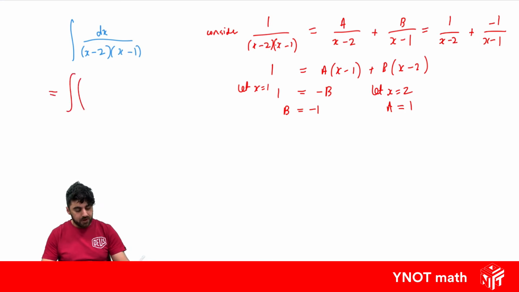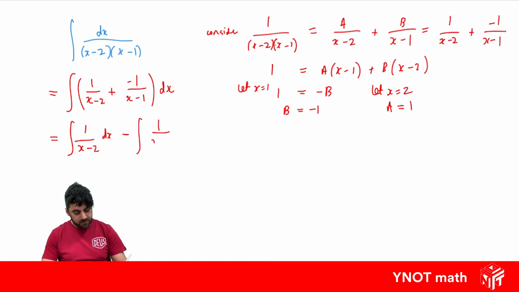So we know we could rewrite this as the integral of 1 over x minus 2 plus minus 1 over x minus 1 dx. And we can just go ahead and integrate these two fractions separately. So this is going to be the same thing as the integral of 1 over x minus 2 dx minus, we'll take the minus out the front, the integral of 1 over x minus 1 dx.